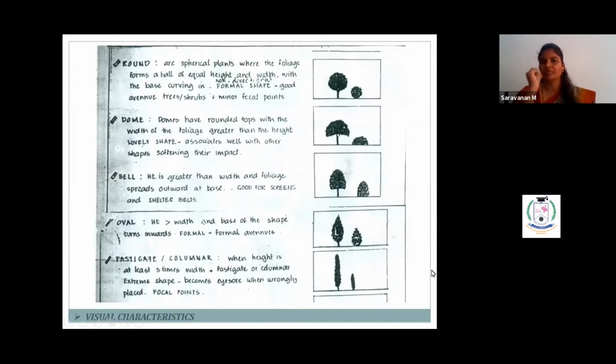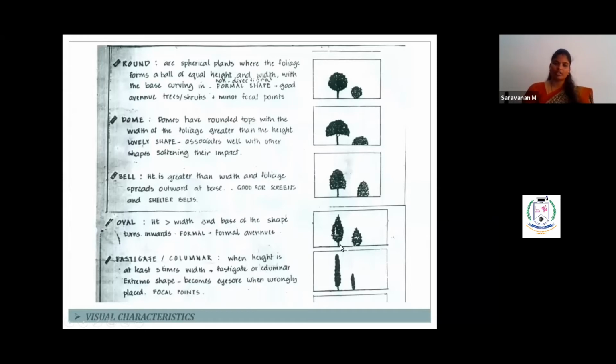For round, these are spatial plants where the foliage forms a ball of equal height and width. Dome has a round top with width and foliage greater than height. For a bell, the height is greater than the width, and the foliage spreads outward at the base. When you see the base, it is spread over. For the oval shape, the height is greater than the width, and the base of the shape turns into a formal one.